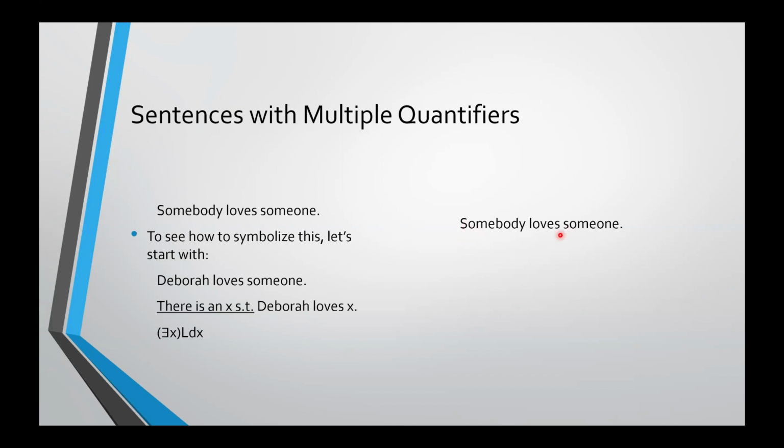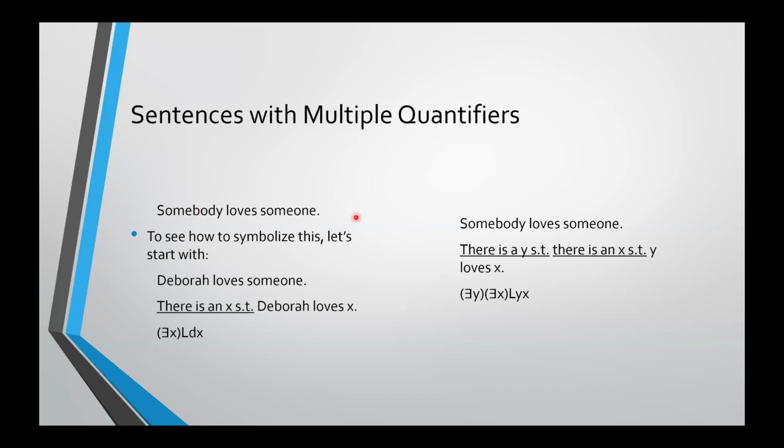Now, to go back to this, what you're going to want to do for this one is take this D, the name for Deborah, and then replace this with another existential quantifier. So instead of Deborah here, we're going to have there is a y such that there is an x such that y loves x. And it's going to look like this. That's going to be the symbolization for this.